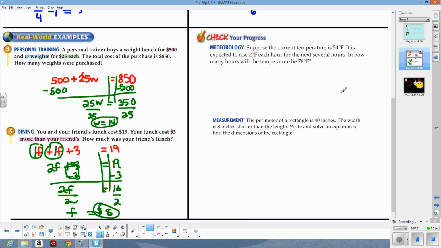So suppose the current temperature is 54 degrees. It's expected to rise 2 degrees for each hour for the next several hours. So 54 degrees plus 2 degrees each hour is going to look like this. And how many hours will the temperature be 78? So we want to know when that's going to equal 78 degrees. To get the h by itself, we're going to get rid of the 54 by subtracting 54 from both sides.